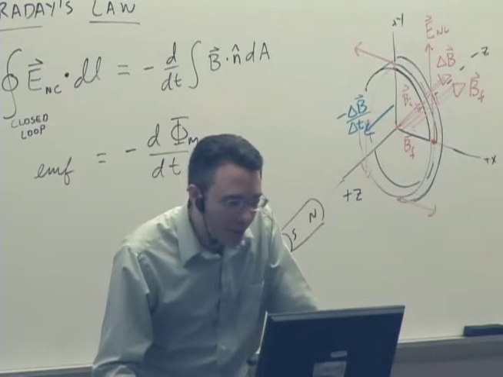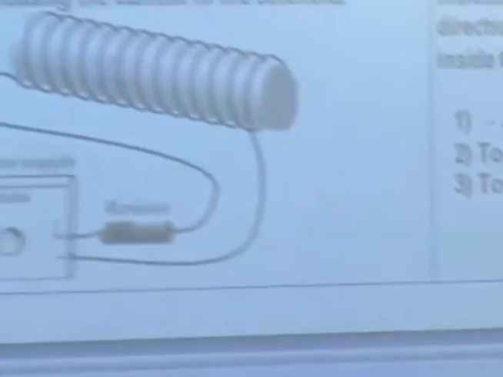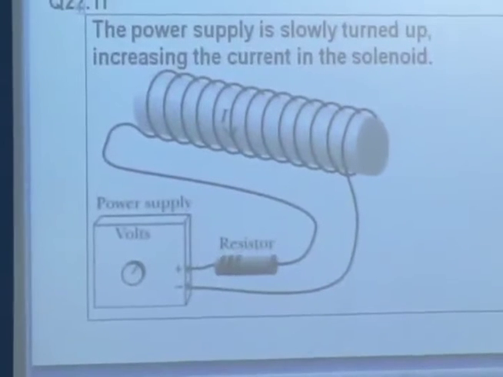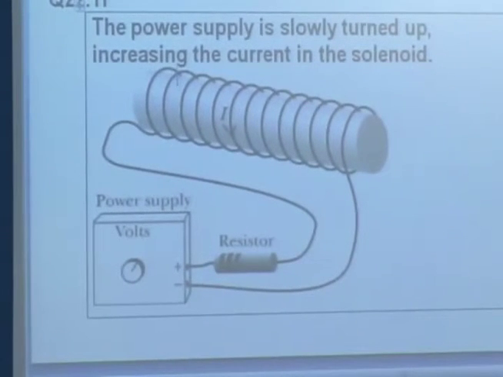Let's try this one too. Here's a power supply, a battery essentially, connected to a resistor, and you have a wire that's wrapped around a piece of metal, for example, forming a solenoid. A solenoid is just a coil of wire, but it's a very long coil. The coil is much longer than it is wide.